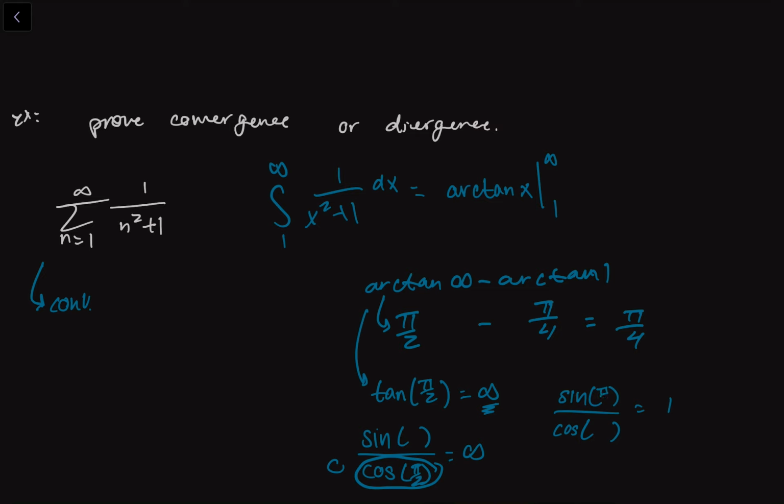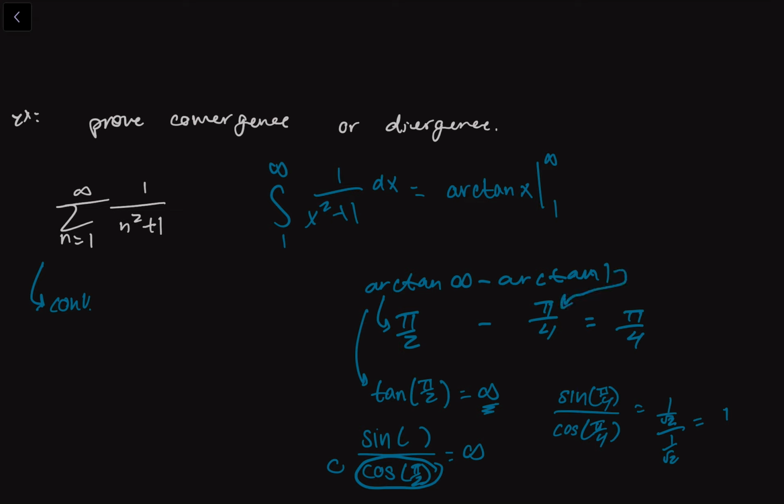Yes, at pi over 4, right? Pi over 4. And there is a domain restriction. But sine of pi over 4 and cosine of pi over 4 are both 1 over root 2, right? 1 over root 2 over 1 over root 2 is just equal to 1. So pi over 4 would be the angle that corresponds to arctan 1. Or I guess I should bring that over here.